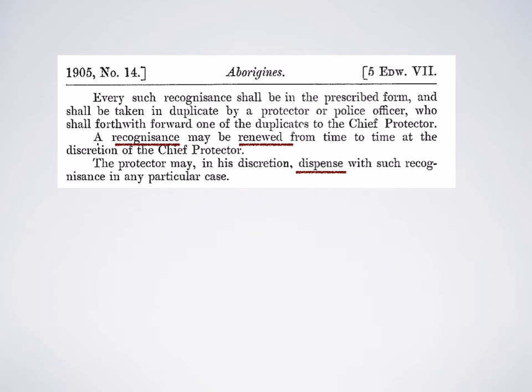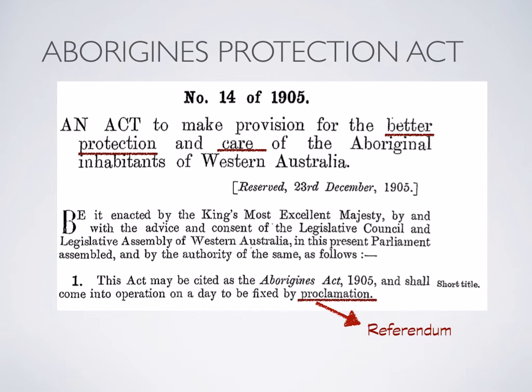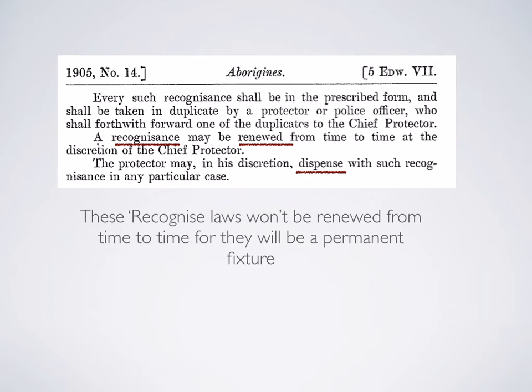Now, the reason why I find this concerning, I mean, that's pretty disgusting that could happen way back in 1905 right up to 64. But what I find quite alarming is that in 2016, the proposals made by Recognise will give the government the power to make laws, but the recognisance is forever, and it's not the powers to make the laws again. Like I will show, it's not through a proclamation but through a referendum to make it permanent.